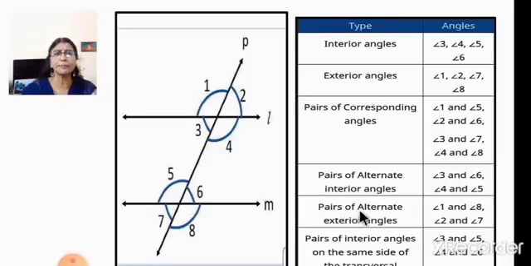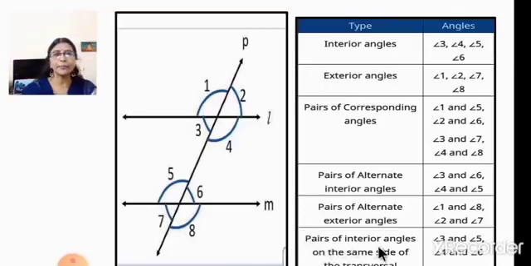Then we have learnt about pairs of alternate exterior angles. If we take angle 1, this is on the exterior side. So which one will be the other one? Alternate exterior, that will be angle 8. You can see here this is on the left side, on the exterior side of the transversal, and this is also on exterior side, but it is on the right side. So that's why they are alternate to each other. Same way if we take angle 2 and angle 7, they are alternate exterior angles.